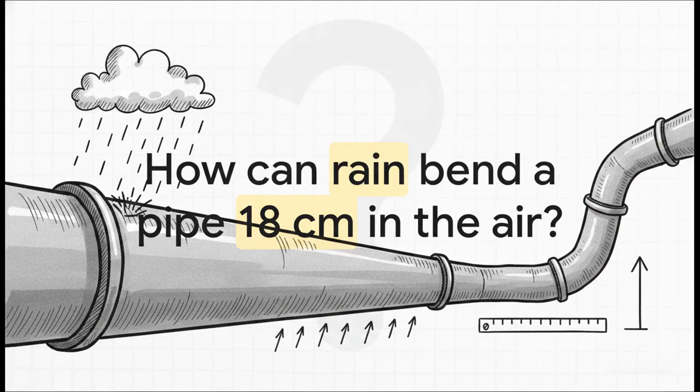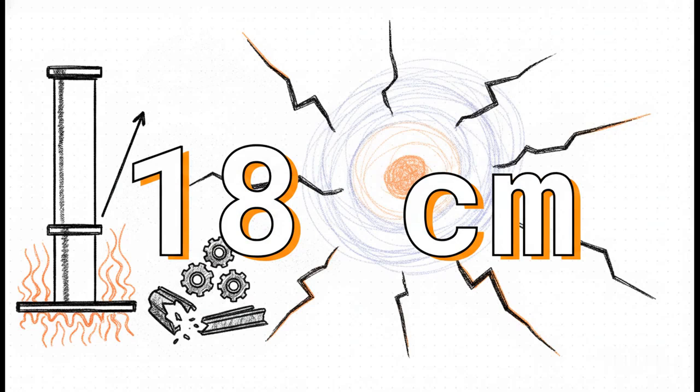Okay, I want to kick things off with a scenario that honestly sounds almost unbelievable. I want you to imagine a massive, heavy, industrial steel pipe stretching out, say, 30 meters. How on earth could a completely normal, simple rainstorm cause the ends of that thick steel pipe to physically lift and bend 18 centimeters into the air? 18 centimeters. I mean, that is a massive structural shift.